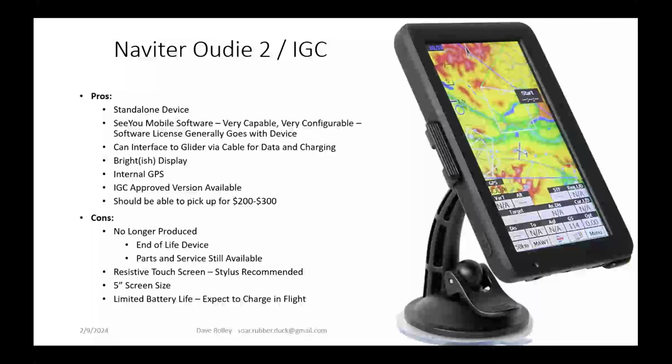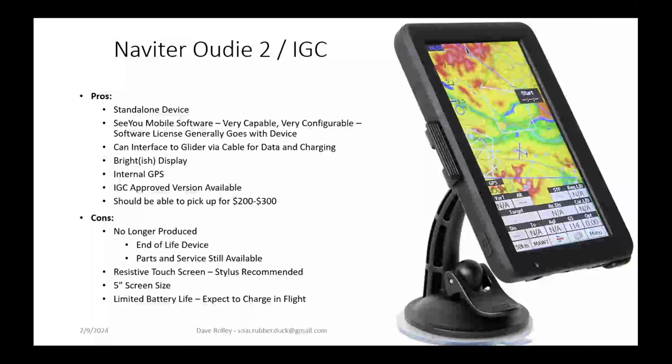Okay, Navitier OD2, and then there's the OD IGC. It's a standalone device. The SeeYouMobile software is very capable, very configurable. If you own one of these, the software license generally goes with the device, unless somebody bought an OD2 Lite and then put the software on it, then I'm not sure how that game plays out. It can interface to the glider via a cable for data and for charging.